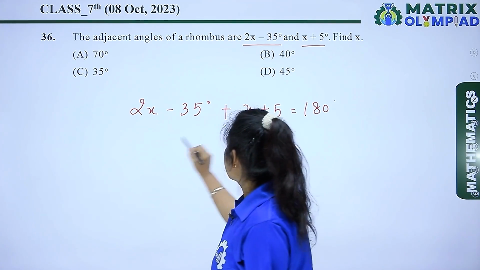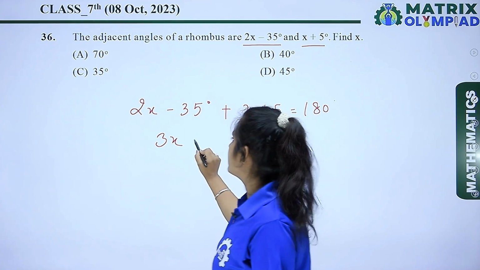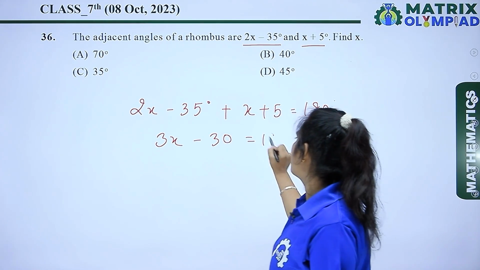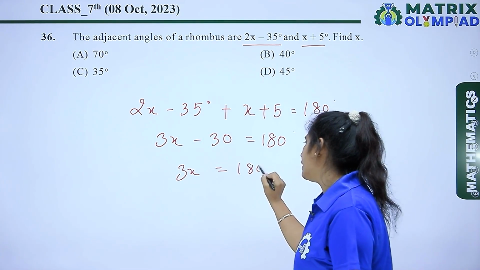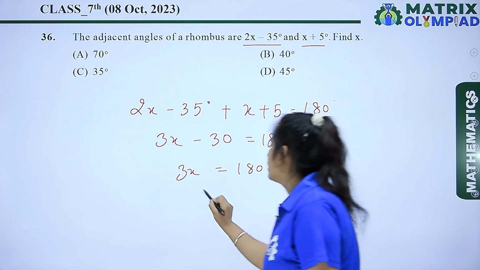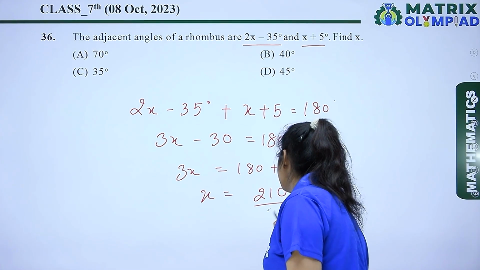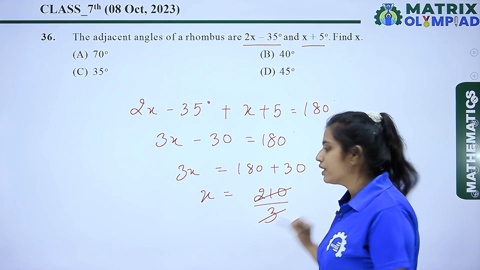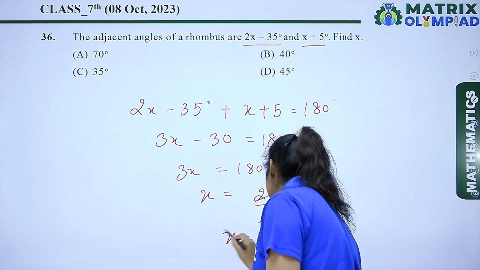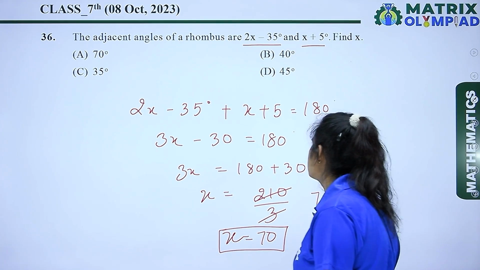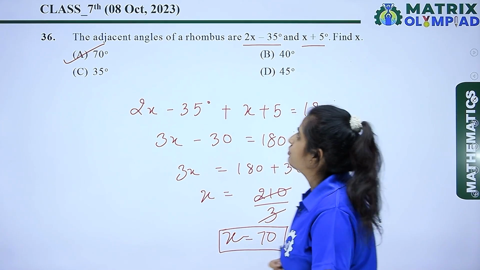So 2x plus x is 3x, minus 35 plus 5 is negative 30, equal to 180 degree. So 3x is equal to 180 plus 30. X is equal to 210 upon 3. लोएस्ट फॉर्म में कर देंगे तो हमें मिलेगा आंसर 70 डिग्री. So x is equal to 70 degree. Here option A is the correct answer.